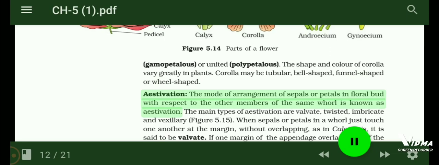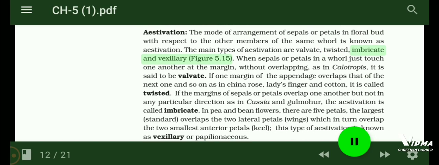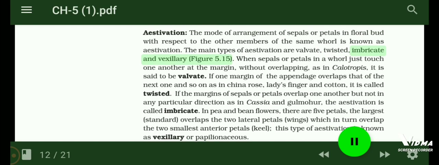Estivation, the mode of arrangement of sepals or petals in floral bud with respect to the other members of the same whorl, is known as estivation. The main types of estivation are valvate, twisted, imbricate and vexillary. Figure 5.15. When sepals or petals in a whorl just touch one another at the margin, without overlapping, as in calotropis, it is said to be valvate. If one margin of the appendage overlaps that of the next one and so on, as in China rose, lady's finger and cotton, it is called twisted.